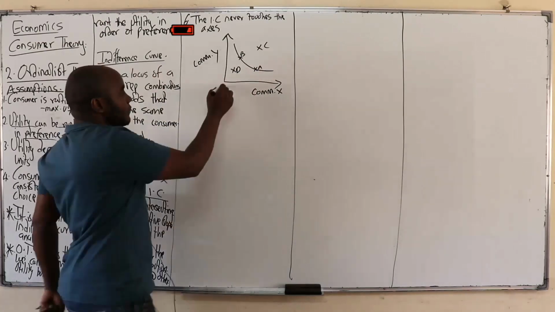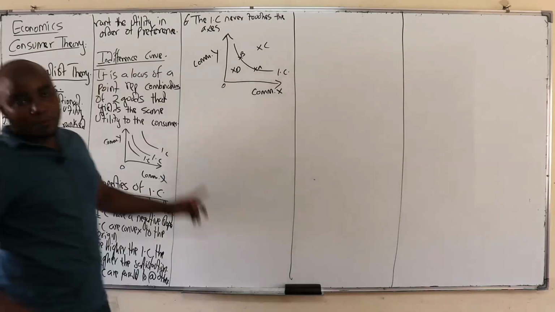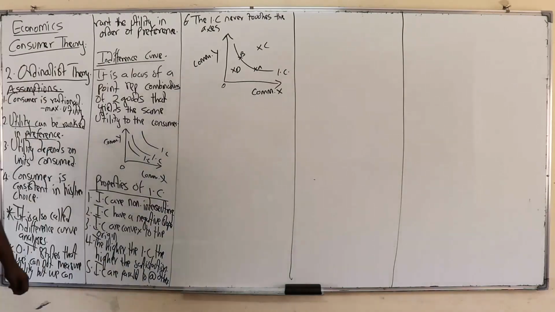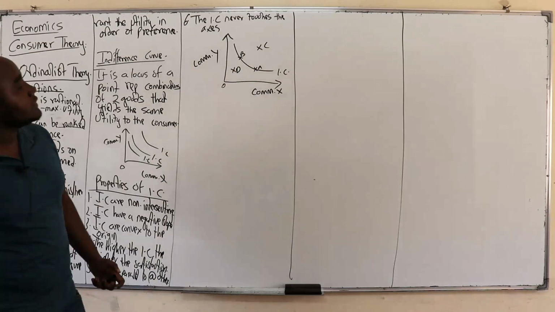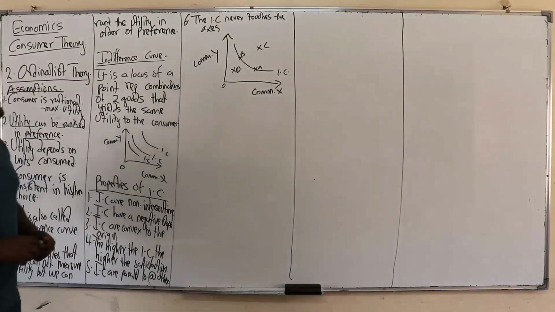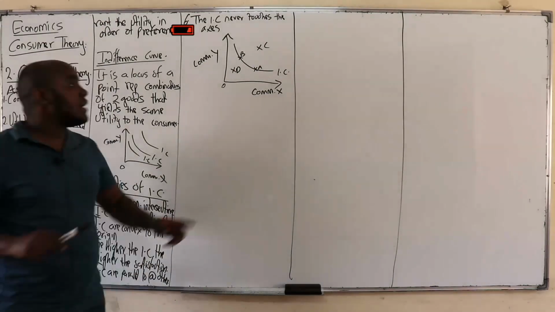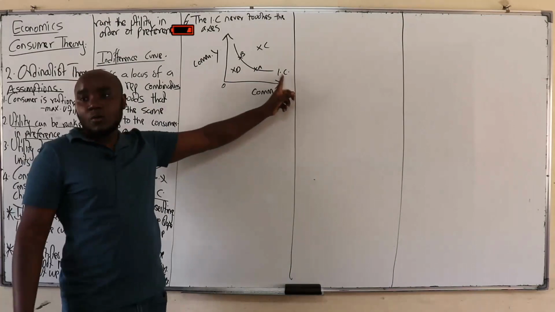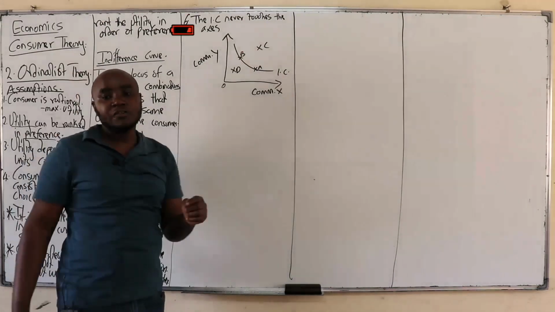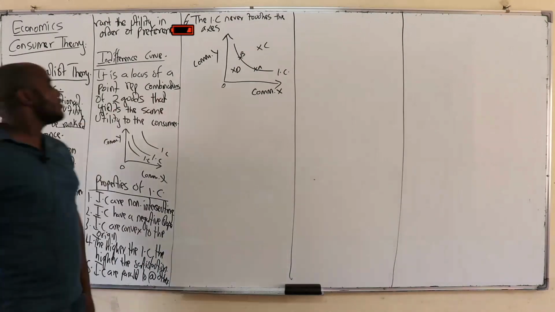Here is 0. This is our indifference curve, and it has the following properties. One thing you should know is that in the indifference curve, you as a consumer can only consume along this curve, which is a locus of points showing the combinations of two commodities that yield the same utility.